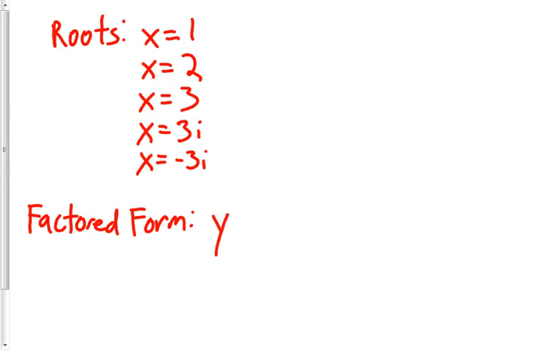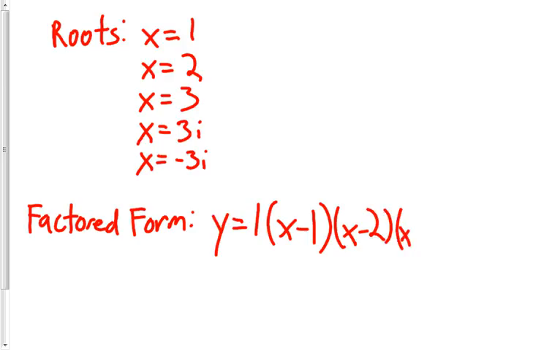So as I'm writing factored form, y is equal to my a, which is 1, multiplied by x minus the first zero, which is 1, multiplied by x minus the second zero, which is 2, multiplied by x minus the third zero, which is 3, multiplied by x minus the fourth, which is 3i, multiplied by x minus the fifth zero, which is negative 3i, so that's the same as x plus 3i. And that is the factored form of this polynomial.